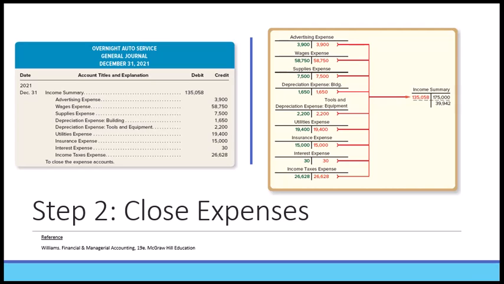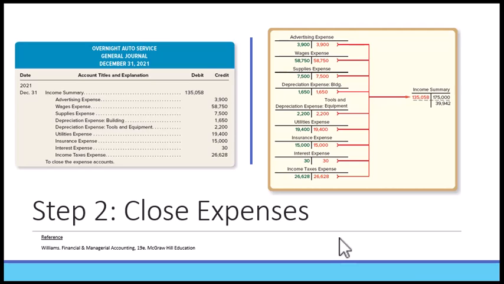Now we are going to close expenses. Okay, now you're going to recall expenses carry a normal debit balance. Here we see an example of a whole bunch of expense accounts and their respective balances. Well, if something is carrying a debit balance and you want to get rid of it, you want to zero it out.